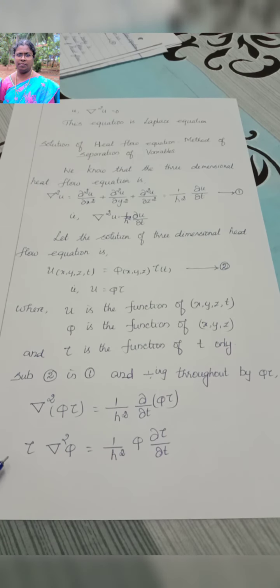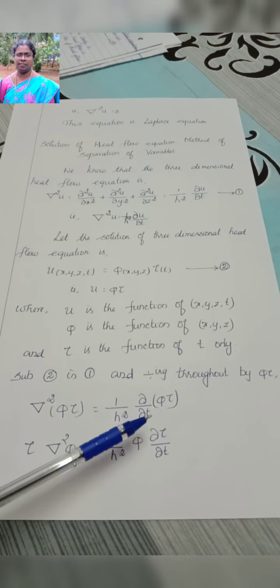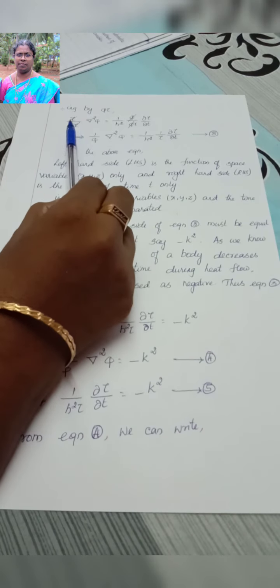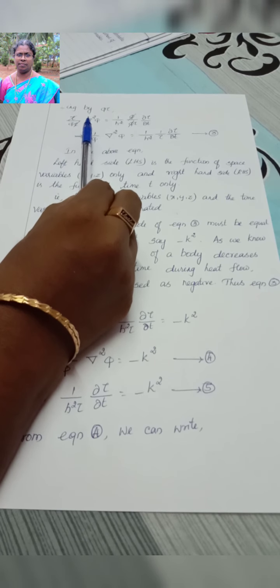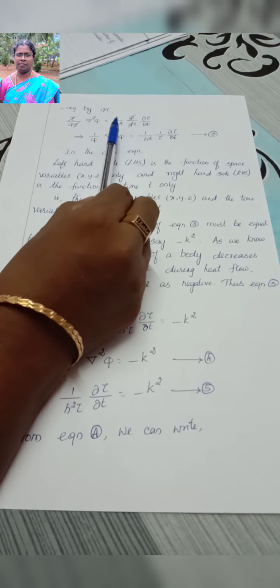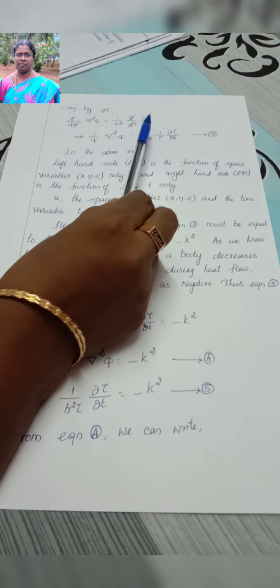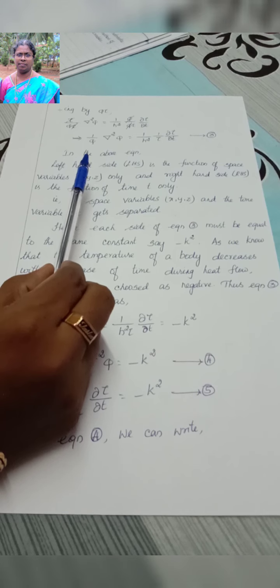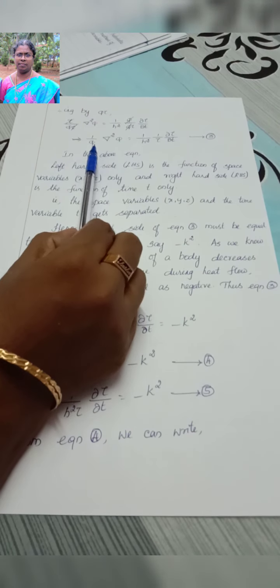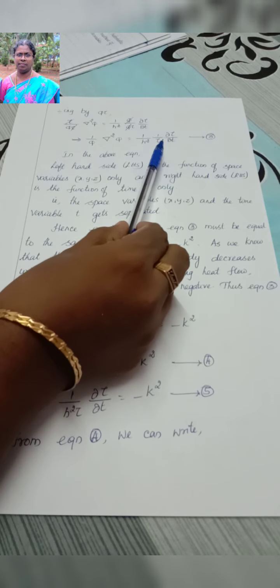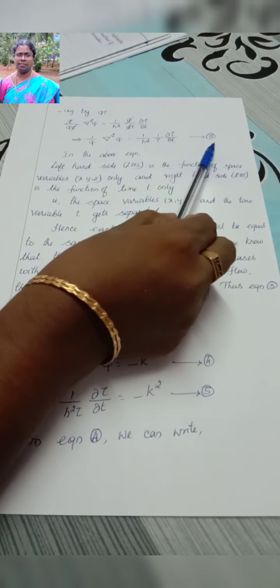That is, tau into del square phi is equal to 1/h² phi into ∂tau/∂t. Dividing by phi tau, we get tau/(phi tau) into del square phi is equal to 1/h² phi/(phi tau) into ∂tau/∂t. On cancelling the common terms, we can write 1/phi into del square phi is equal to 1/(h² tau) into ∂tau/∂t. This is equation number 3.